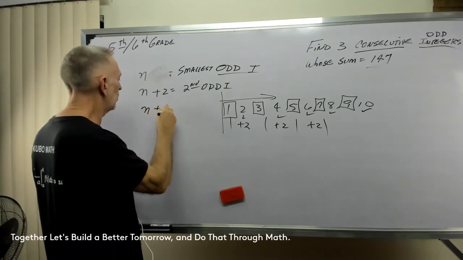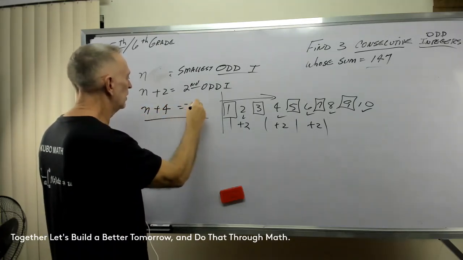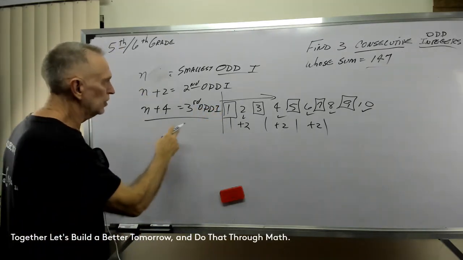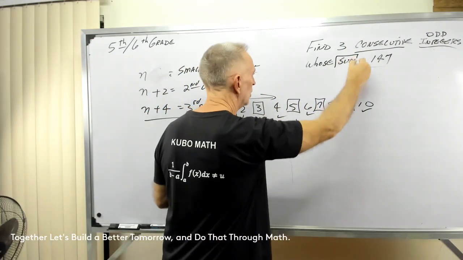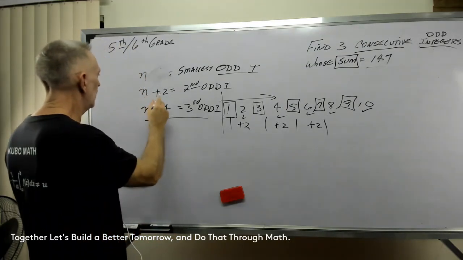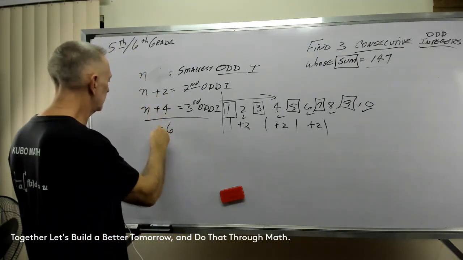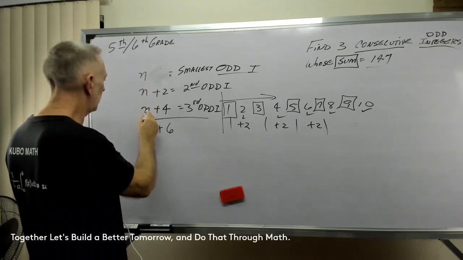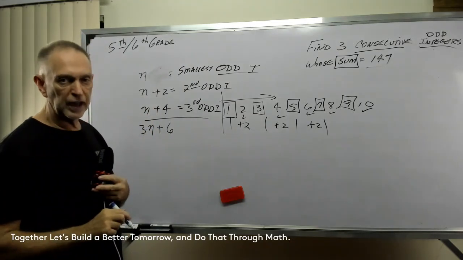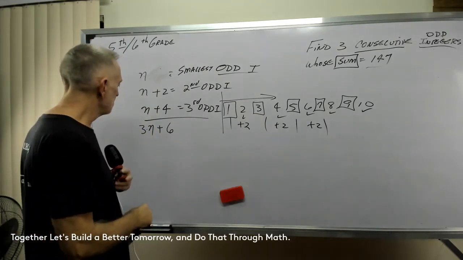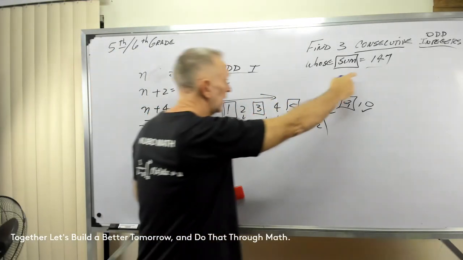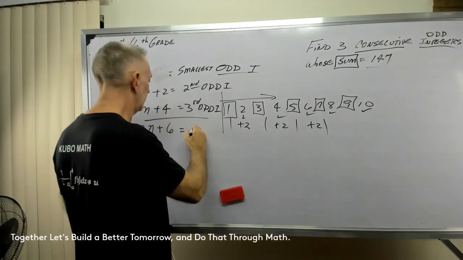n plus 4. And that would be my third odd integer. Well, let's add these up because it said the sum of those needed to be 147. So I have 2 plus 4 is 6. n plus n plus n is 3n. Now I'm going to put a dot for multiplication instead of a big X, okay? So 3n plus 6 equals what? They're saying it equals 147.